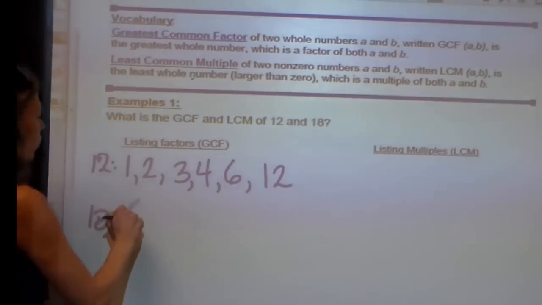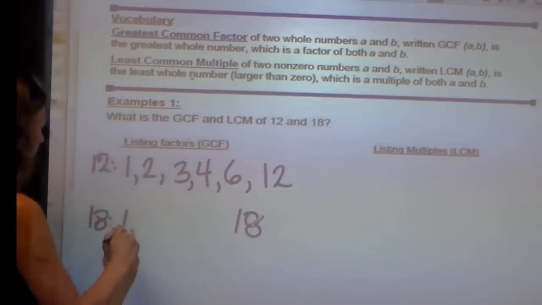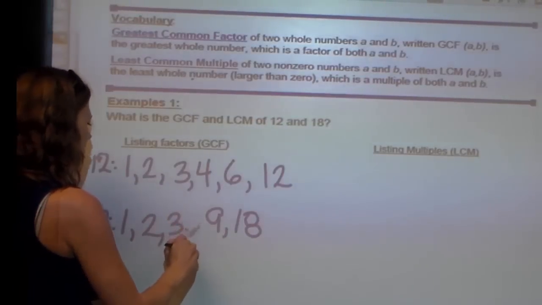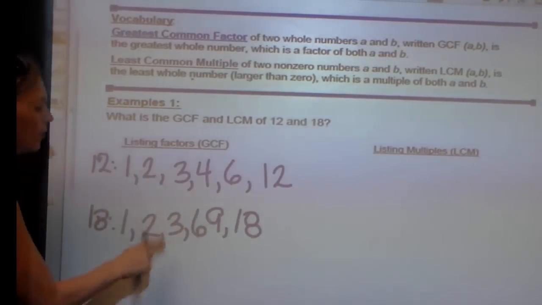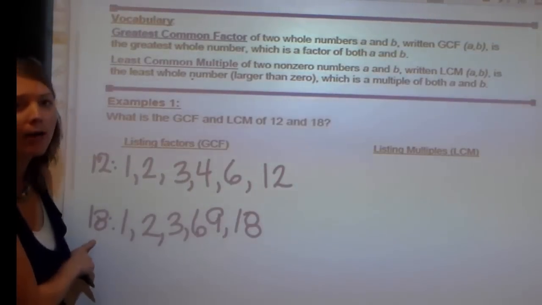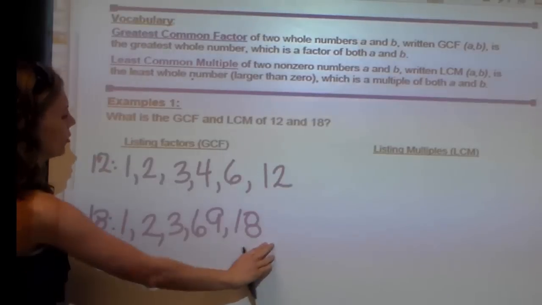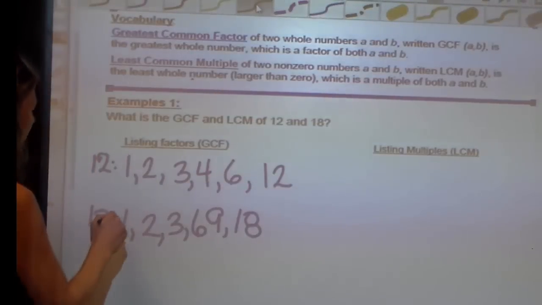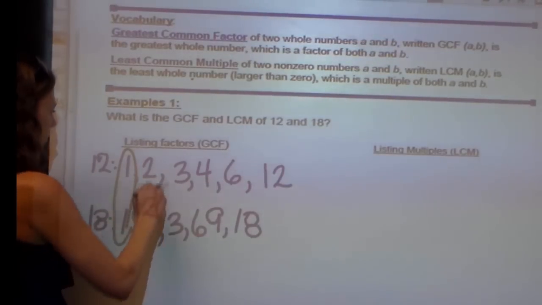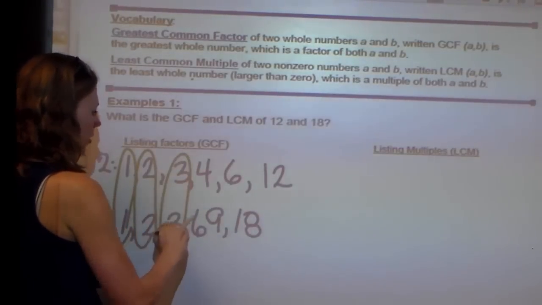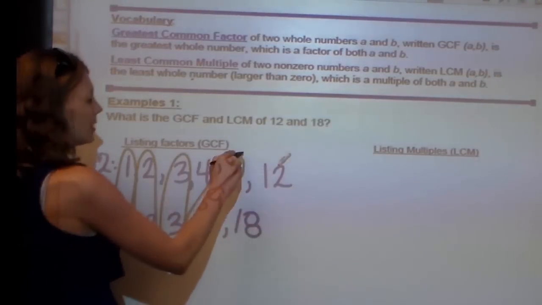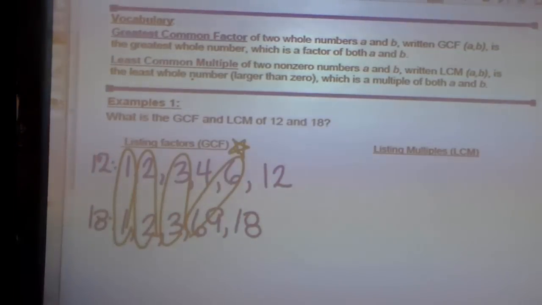The factors of 18: 1 and 18, 2 and 9, 3 and 6. In between 3 and 6 would be a 4 that does not go in evenly, and 5 does not go in evenly. So these are all of the factors. Now I circle the common factors. They share 1, they share 2, 3, 6, and no other number. So the greatest of them would be the 6. That would be the greatest common factor.